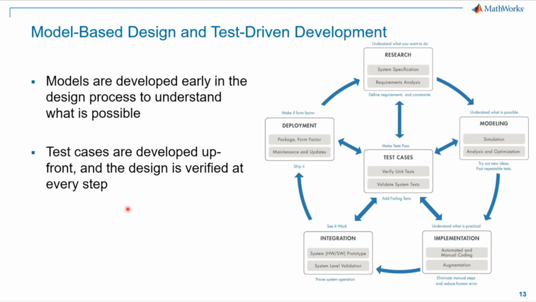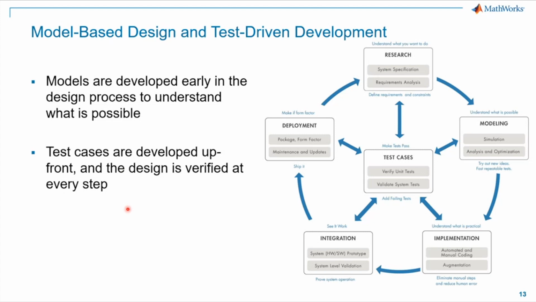Then after that research phase, they're going to start to build simulation models. And this is often done in Simulink. And again, test those models against the requirements that you've developed in the first stage. If there's something wrong, you fix it in the model. And this goes through this process, through implementation, integration, deployment. And the reason it's a circle here is because this is an iterative process.